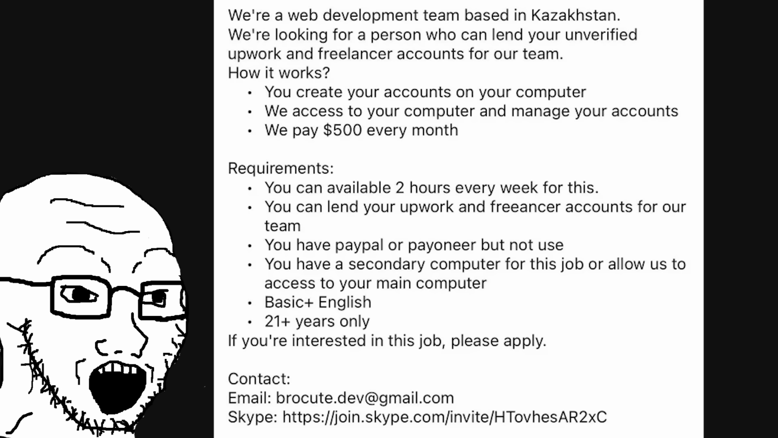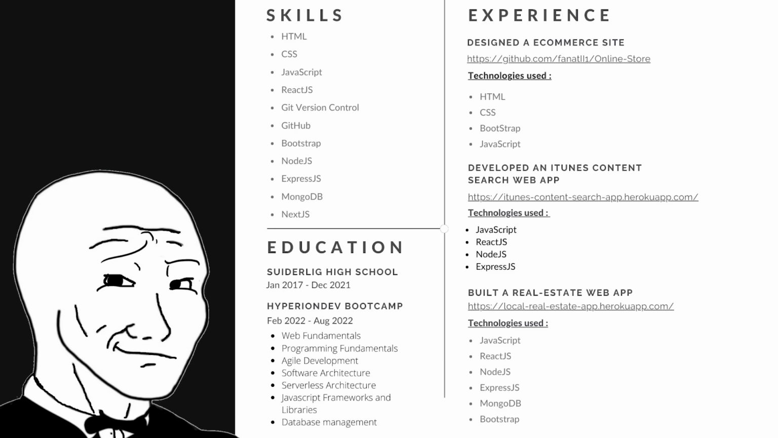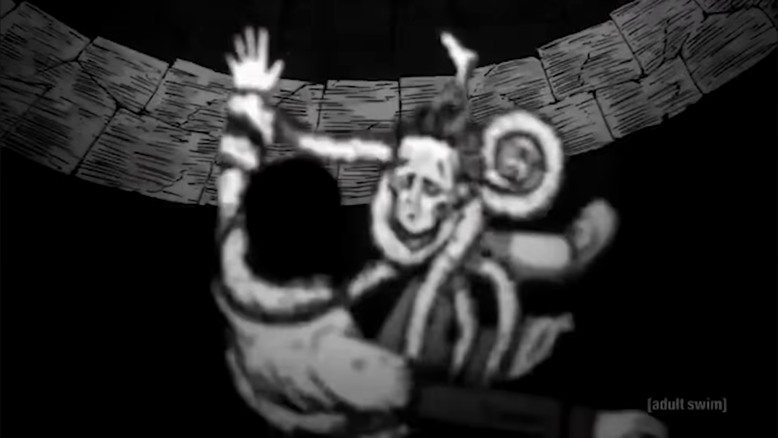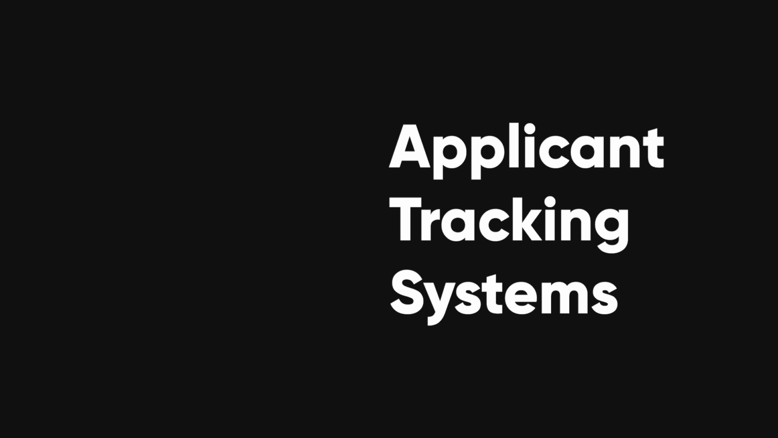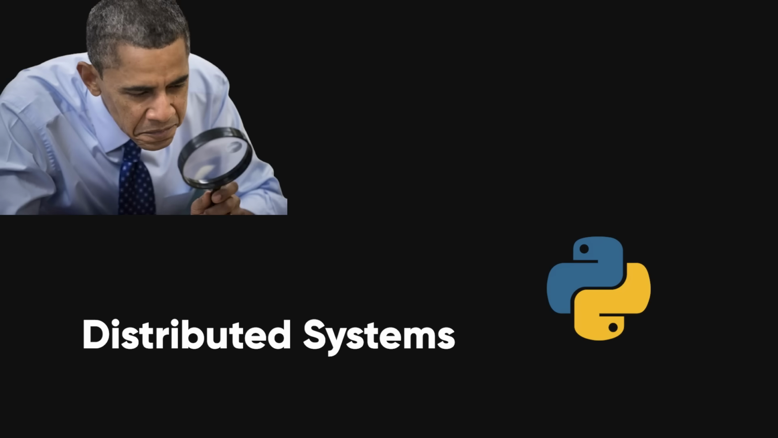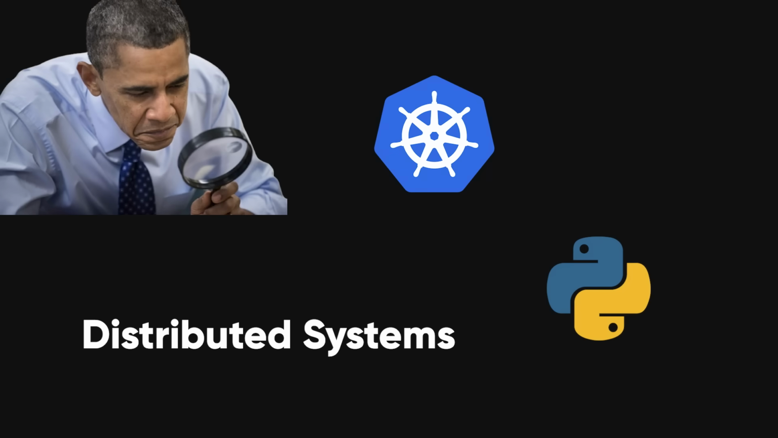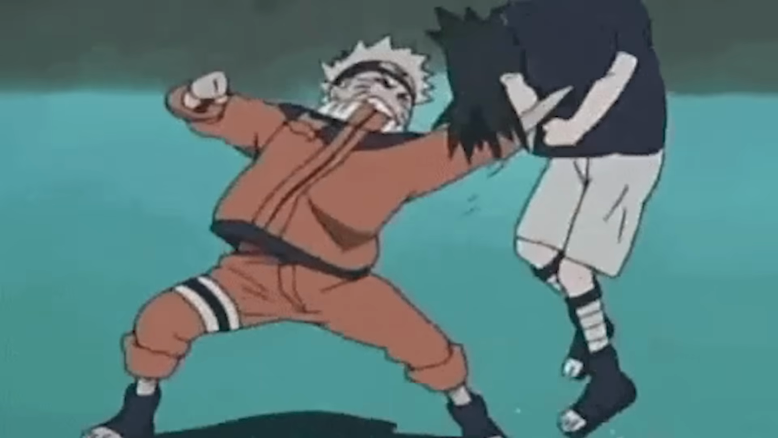Let's start with step zero, getting noticed. You see the job listing, you polish up your resume, you hit apply, and then your application is launched directly into the void. It's not personal, it's just the system. Most of these companies use applicant tracking systems, or ATS bots, which scan your resume for keywords like Python, distributed systems, or Kubernetes with 4 years experience in a language that's only been around for two. If you don't hit the right combo, your application never even touches a human desk.